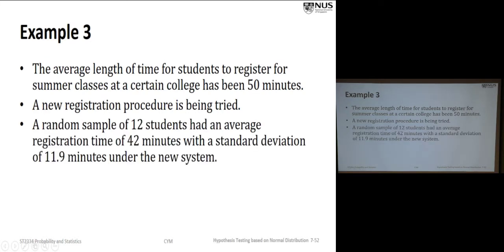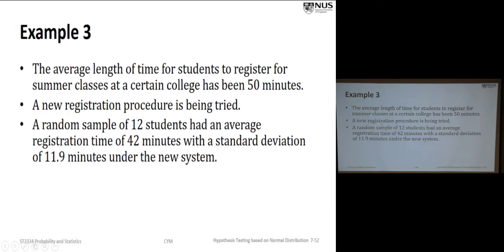Okay, so a random sample. Oh, you didn't have experience of using this Luminus last semester. Right? Before that we used, what did we use? IVLE, right? So not you, but I used IVLE for so many years, right? Suddenly it changed to Luminus, so there were some teething problems.